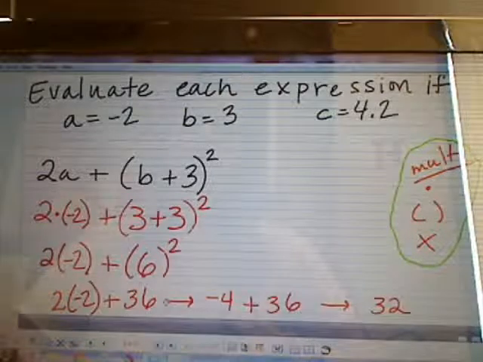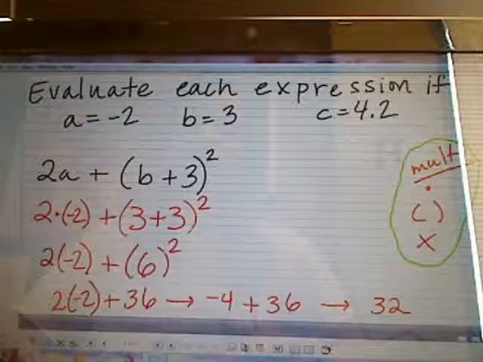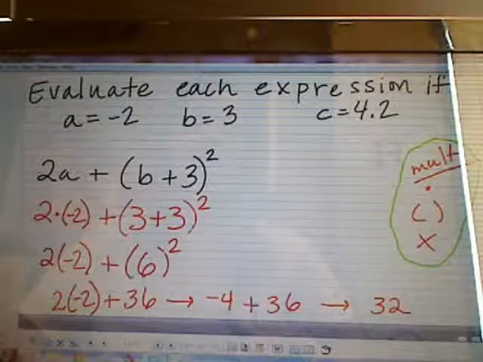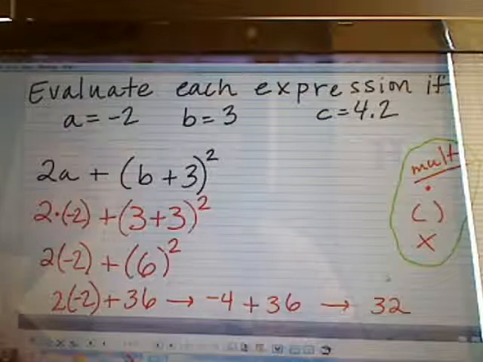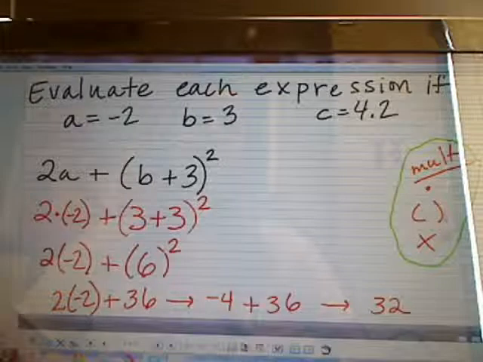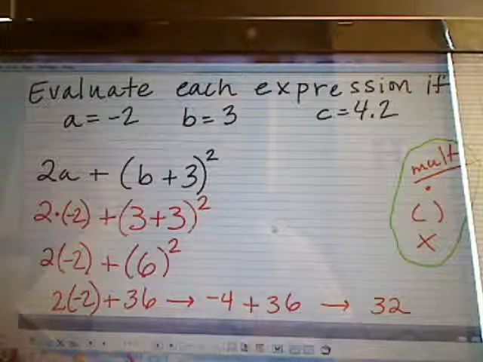And I've run out of room, so I'm going to move over to the right. I'm going to do this 2 times -2, which gives me -4. And then I'm going to combine the -4 and 36. And 32 is my final answer. And I'm reminding you over here that you can write multiplication as this dot, as parentheses, and of course you have the old school X, which we are moving away from as you've gotten into middle school and high school. And so here are the various ways that I have written multiplication.